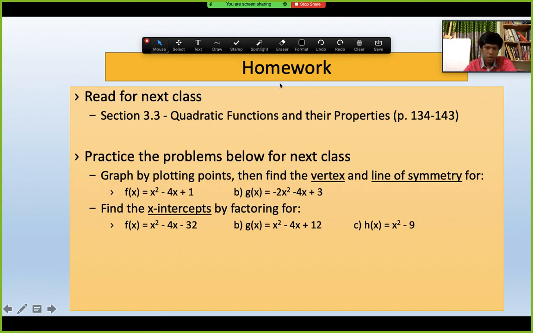This is the homework. So try to find out by graph, by plotting points, find the vertex, line of symmetry, etc. from this thing, and find the x-intercepts by factoring for these given functions. Just practice homework, okay?